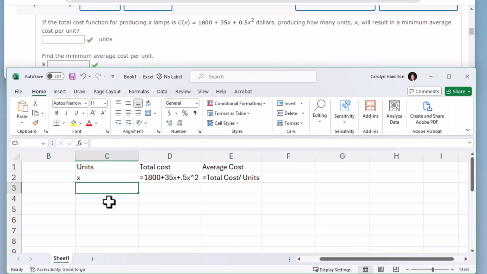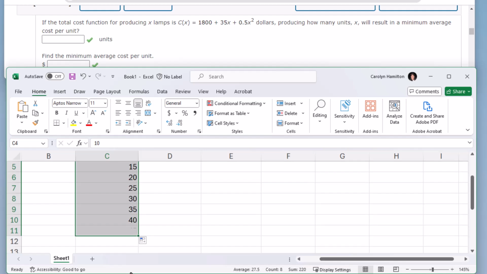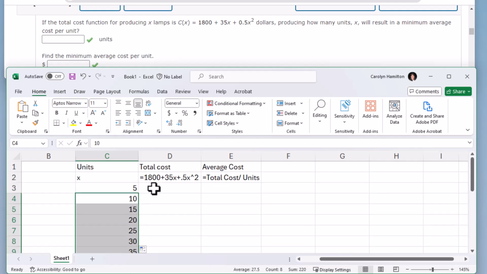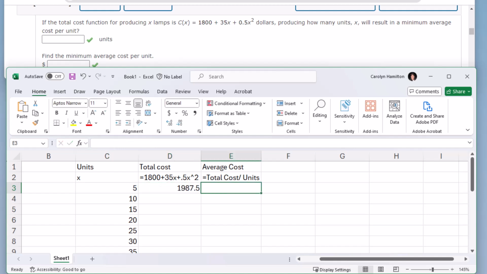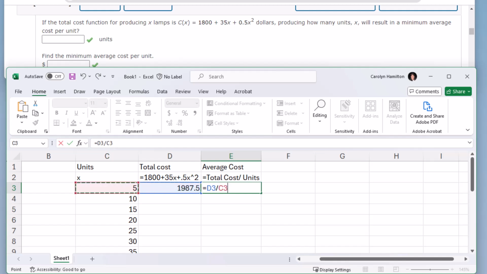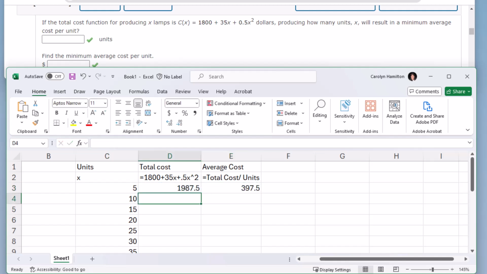So let me put some data in here. I don't know, 5, 10, 15, and so on. I really don't know where to start, but I can get a sense of what I need if I just get some data to work on. 1800 plus 35 times x plus 0.5 times x squared. And then average cost is total cost divided by units. Copy those down.